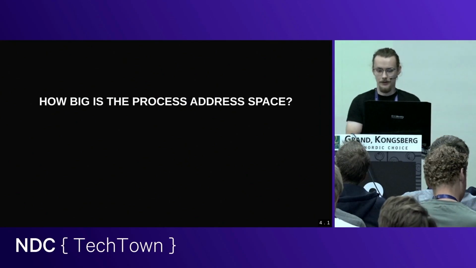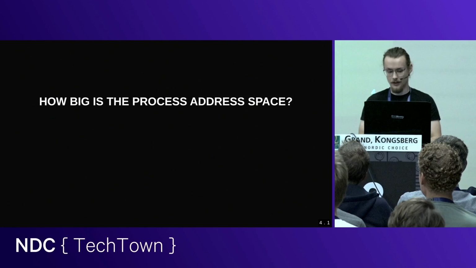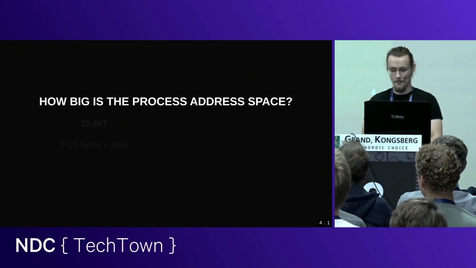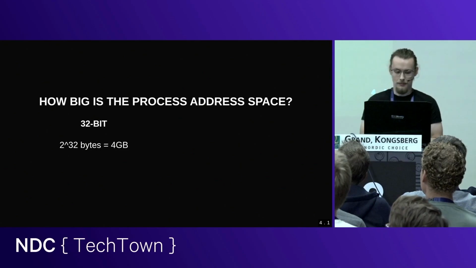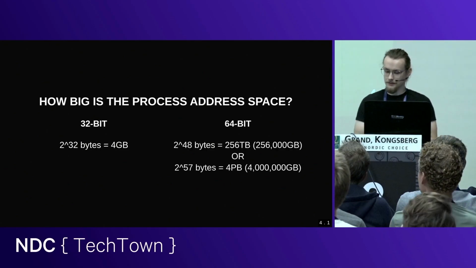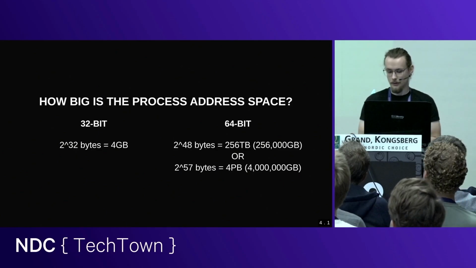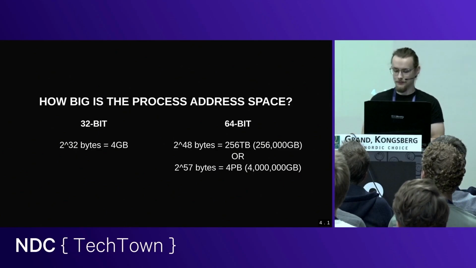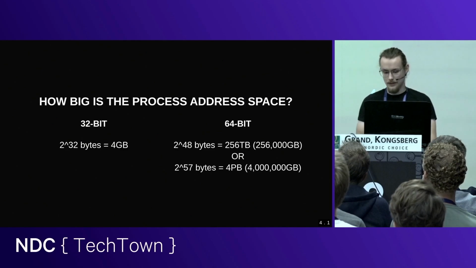Okay, so how big is the process address space? And we are focusing on the virtual address space on x86. In the case of 32 bits, we have naturally 2 to the power of 32 bytes, which is 4 gigabytes. And in the case of 64 bits, we have naturally not 2 to the power of 64. We have either 2 to the power of 48 or 2 to the power of 57 bytes, which gives us respectively 256 terabytes or 4 petabytes.